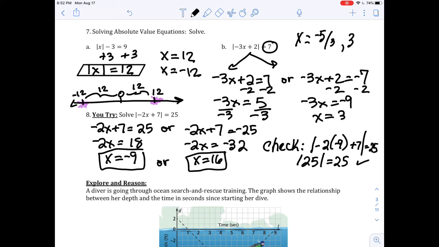And you're testing it all the way back in the original equation. So that's going to be absolute value of -2 times 16 plus 7 equals 25. Okay, that's -32 plus 7, which is a -25. And the absolute value of -25 is a positive 25. And that is the prerequisite skills.